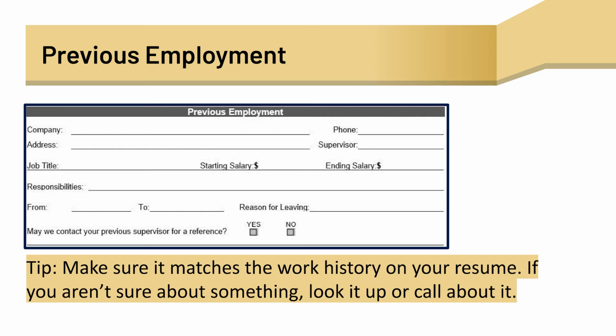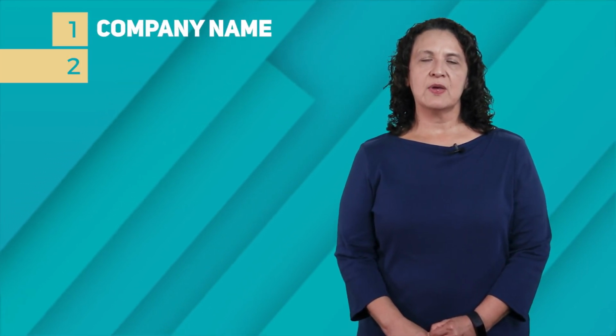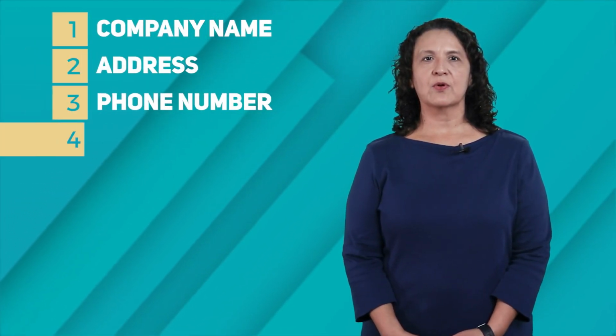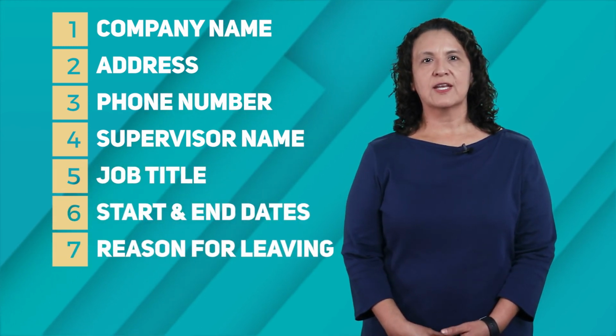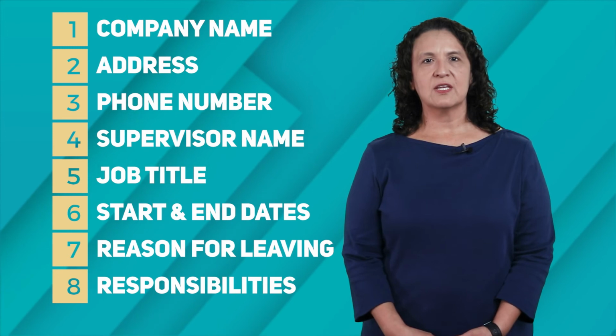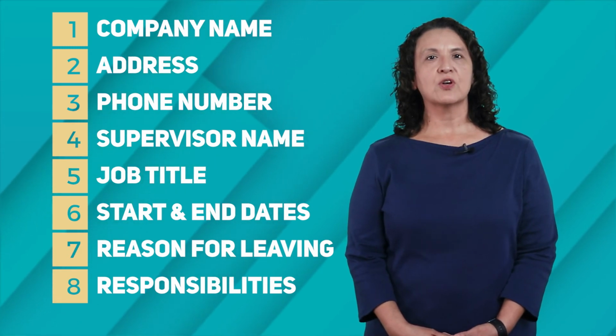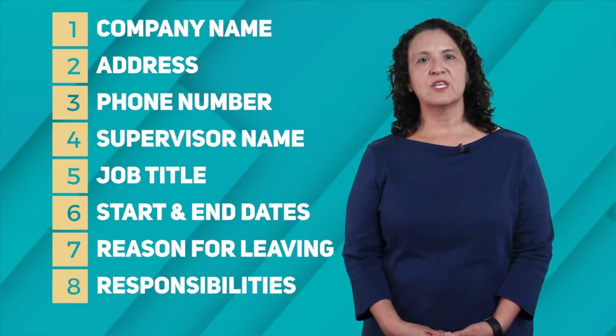The previous employment or work history section is where you will list all of your prior work history. You should be prepared to provide the company name, address, telephone number, and name of your supervisor, job title, start and end dates, reason for leaving, and responsibilities or description of the work that you did with the employer.